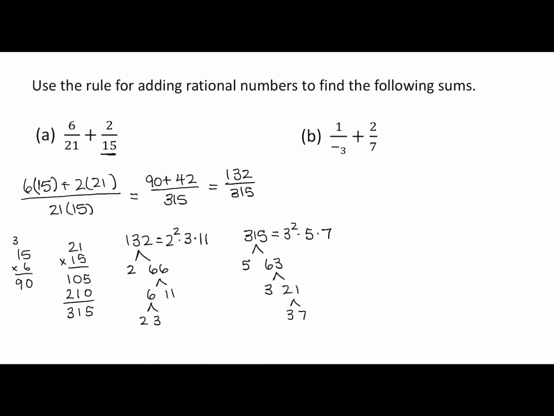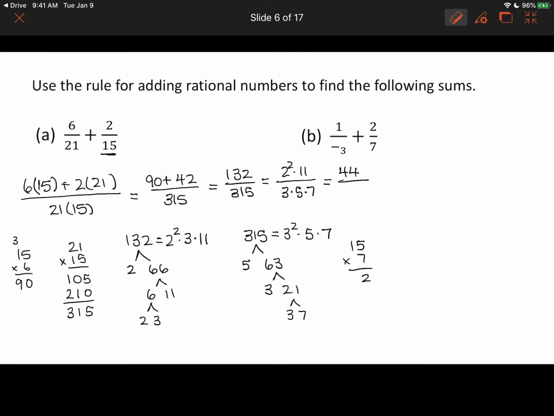So looking at those two numbers, they have a 3 in common, so I could cancel the 3, and I'm left with 2 squared times 11 on top over 3 times 5 times 7 on bottom. And then we should probably rewrite those. So I get 44, 15 times 7. Whoops, not 2. 7 times 5 is 35, carry 3, so 105. So 44 over 105.